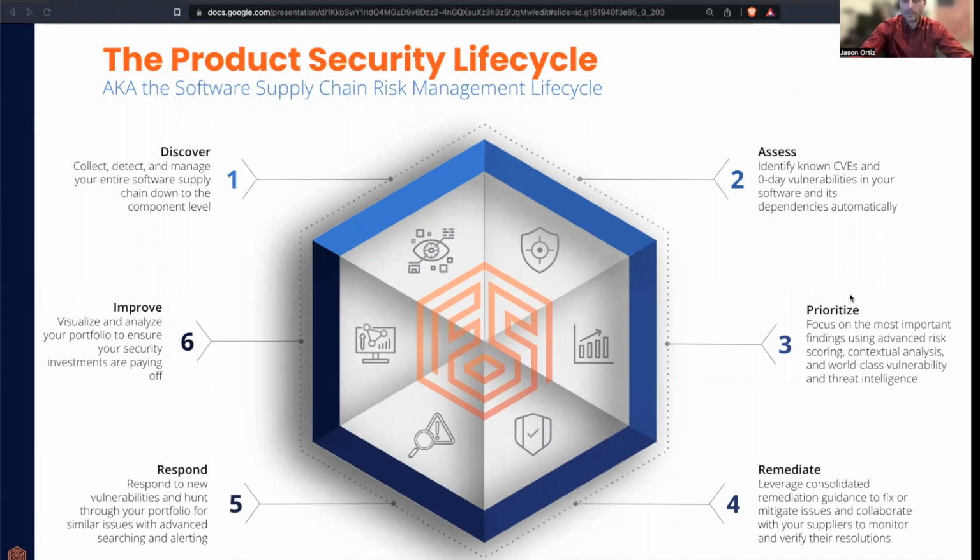So I'm going to run through each one of these things individually. I'm going to go through this slide really quickly, but the life cycle for product security and supply chain risk management in general is broken out into 6 steps: discovery, assessment, prioritization, remediation, response, and improvements. And let's jump into each one of those.